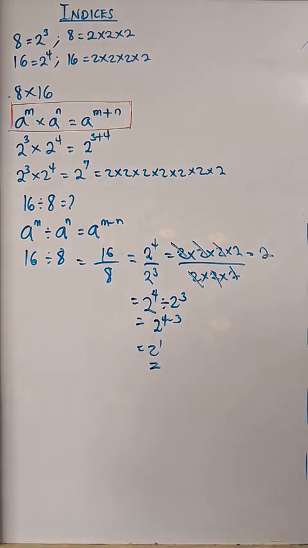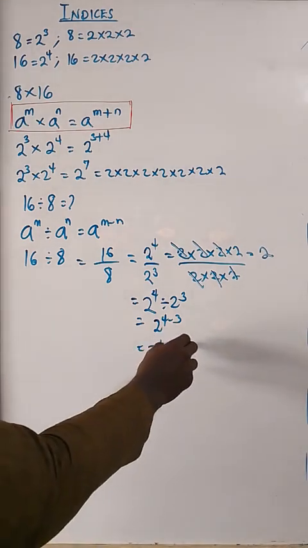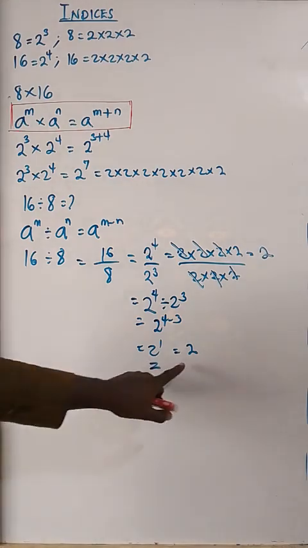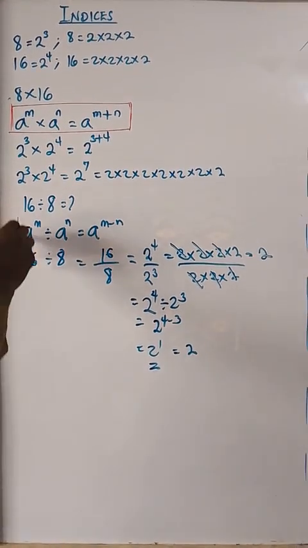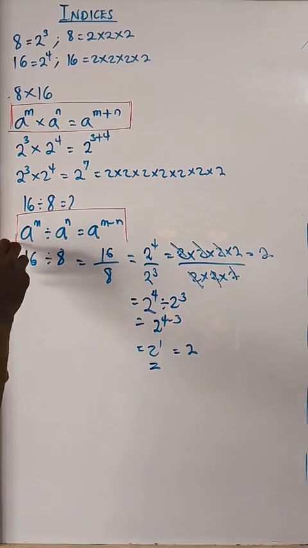So the answer is 2 raised to power 1. Any number raised to power 1 is just itself. 2 raised to power 1 is 2, meaning 2 in 1 place. So this is the second law of indices.